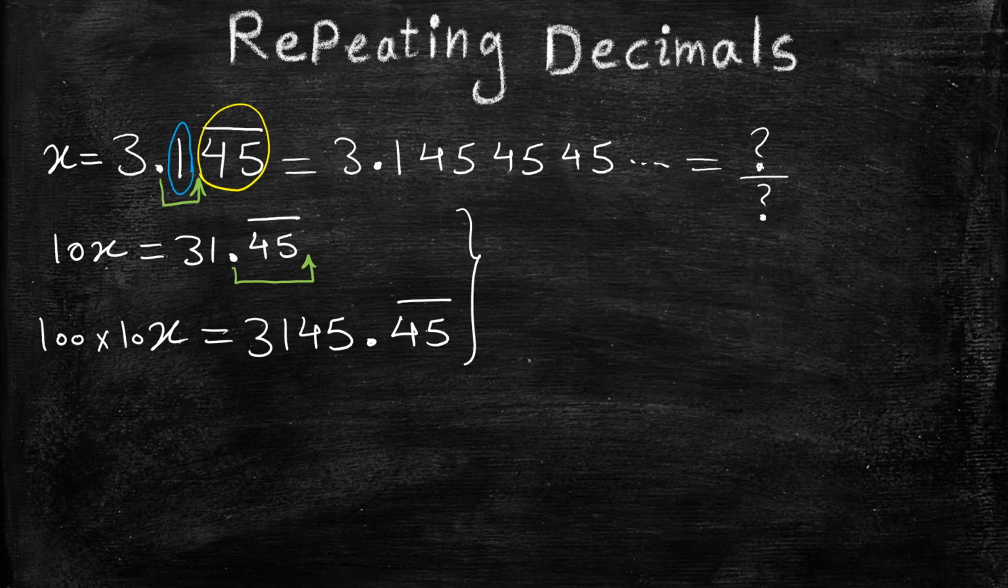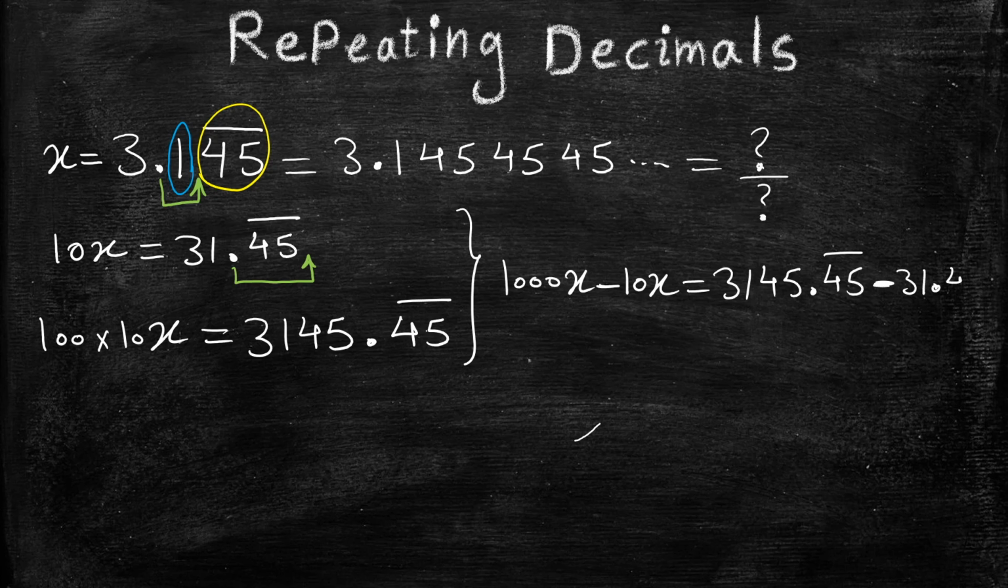So basically I have this subtraction. 100 times 10, that's 1000. So 1000x minus 10x equals, alright, so we have 3145.45 repeating minus 31.45 repeating. Now you can see exactly the 45 repeating gets eliminated. So the result is 1000x minus 10x, that's 990x equals 3145.45 repeating minus 31.45 repeating.